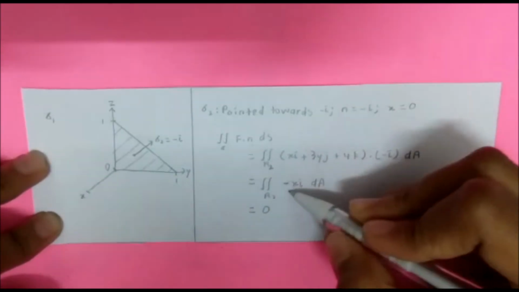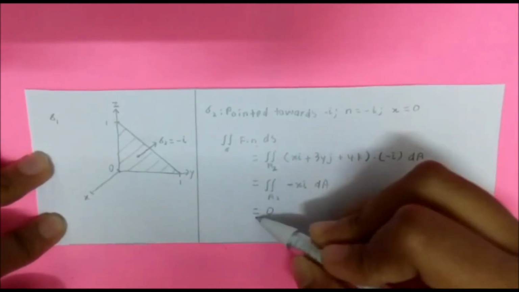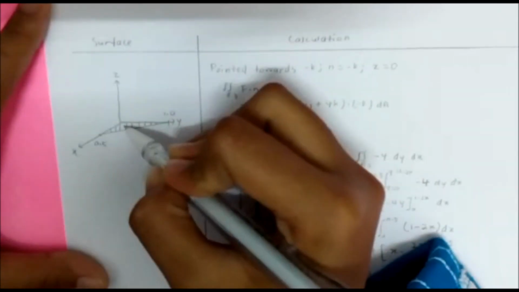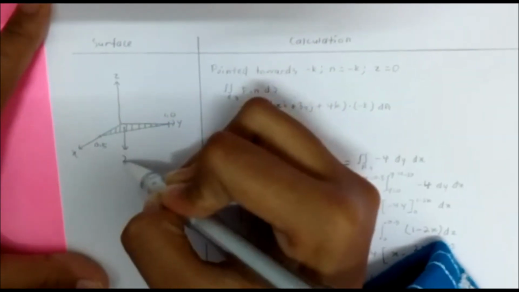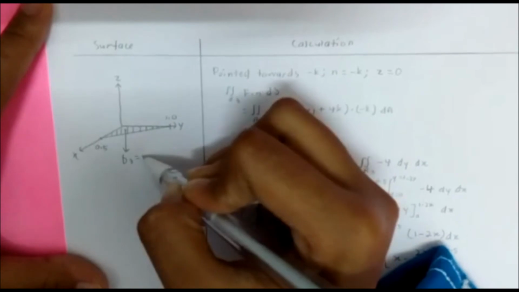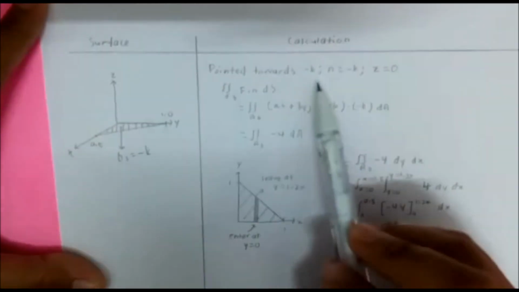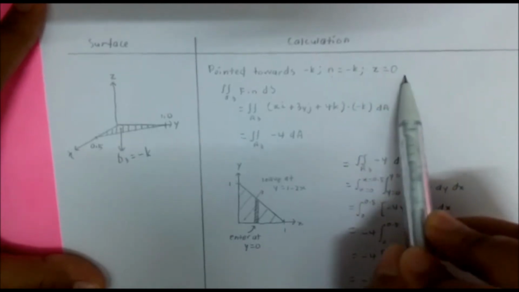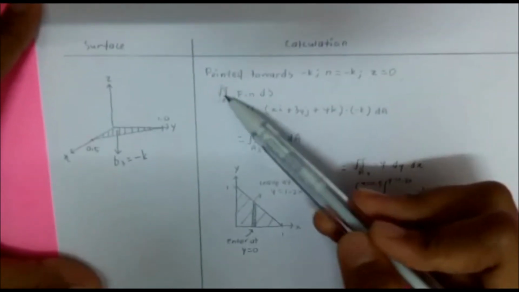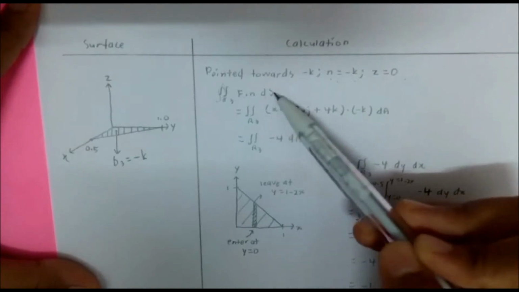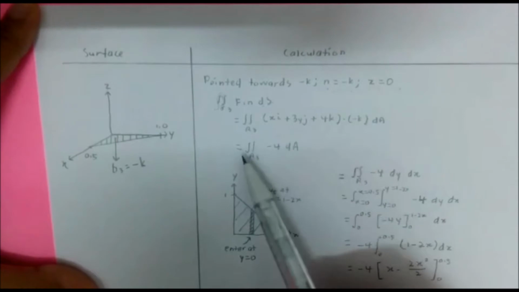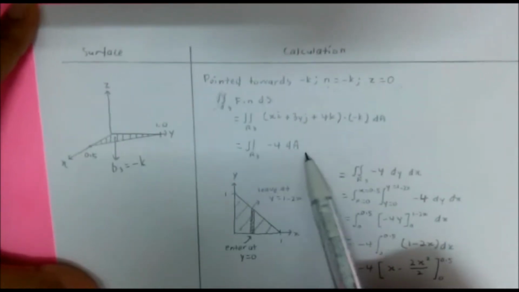So we also know that x equals 0, so this also equals 0. Okay, for the third plane, we know that it points downwards and it gives negative k. So we know that n equals negative k and z equals 0. To double integrate F dot n dS, n is equal to negative k and we get negative 4 dA.